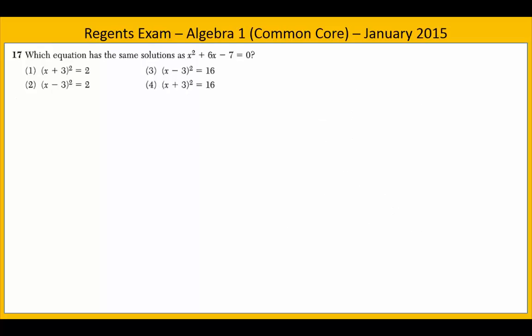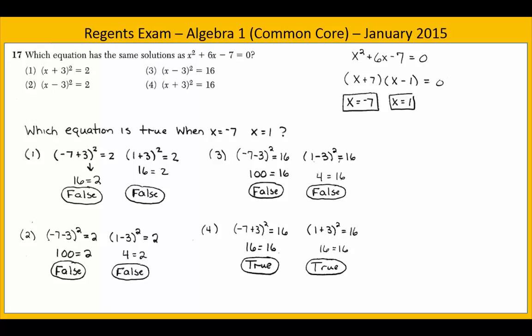Another option would be to take the original equation and solve it. You could solve it by factoring, completing the square, or using the quadratic formula. Either way, you'll find x equals negative 7 and x equals 1. Now take those solutions and substitute them into the given choices. If the equation is true, then you know it's a solution to that equation. When I substitute those values in, I see that choice 4, x plus 3 squared equals 16, is made true for both of those solutions, x equals negative 7 and x equals 1, which means they're also solutions to that equation. So again, choice 4 is our answer.